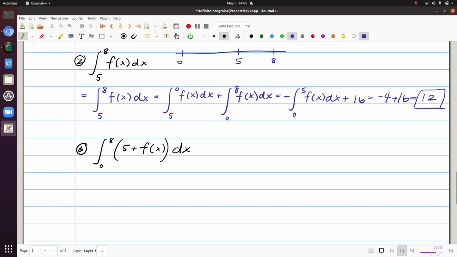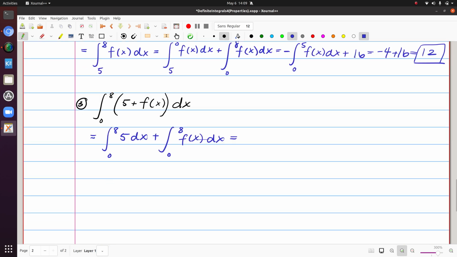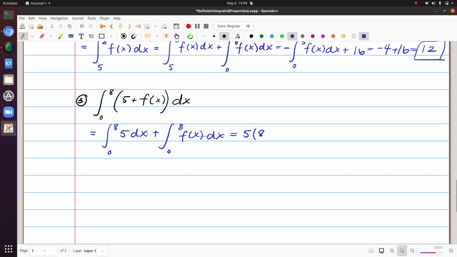And then finally, integrating this sum, I can use the property that says we can break this up into the integral of 5 plus the integral of f of x. And the integral of 5, think of that as our c value from property number 3. We take 5 times the length of that interval. And then the integral of f from 0 to 8 is 16. That's given. So we get 40 plus 16. We're going to get 56.